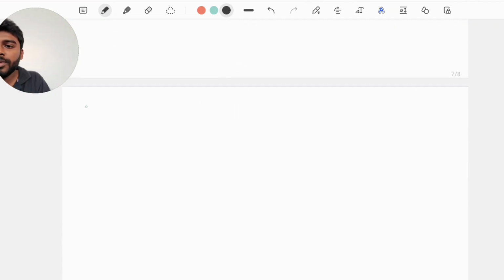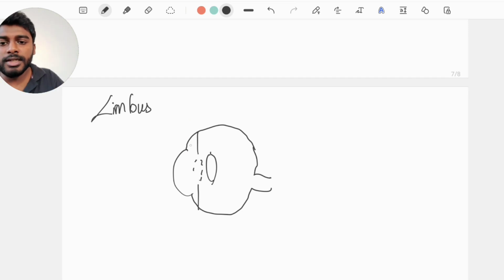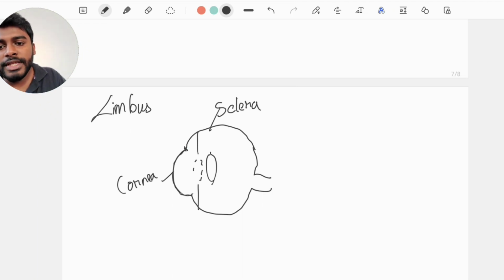Now we will move on with the third outermost layer called the limbus. So let me recall you with the rough diagram. So this is your optic nerve and this is your iris and this is your lens and here your pupil. So let us study where is the limbus. We studied that this is the cornea and this is your sclera. The junction between the cornea and the sclera is called the limbus.